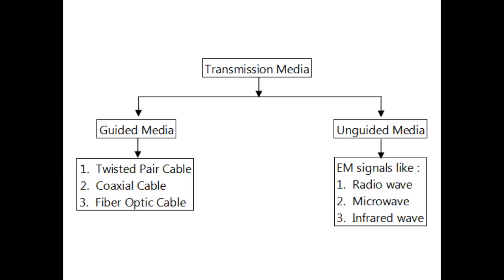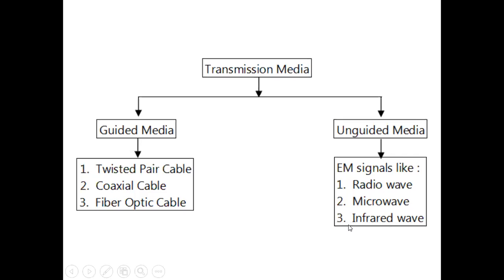So the physical layer of the ISO OSI reference model normally deals with the transmission media, the voltages, the raw data bits. The transmission media at the physical layer can be classified as guided media or unguided media. As far as guided media is concerned, you have different types of cables like twisted pair cable, coaxial cable, fiber optic cable. Whereas in unguided media, the signal or information is transmitted in the form of radio wave, microwave or infrared wave.